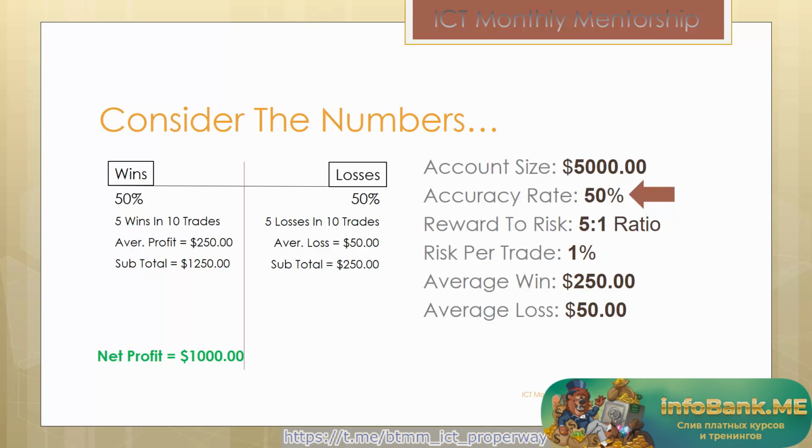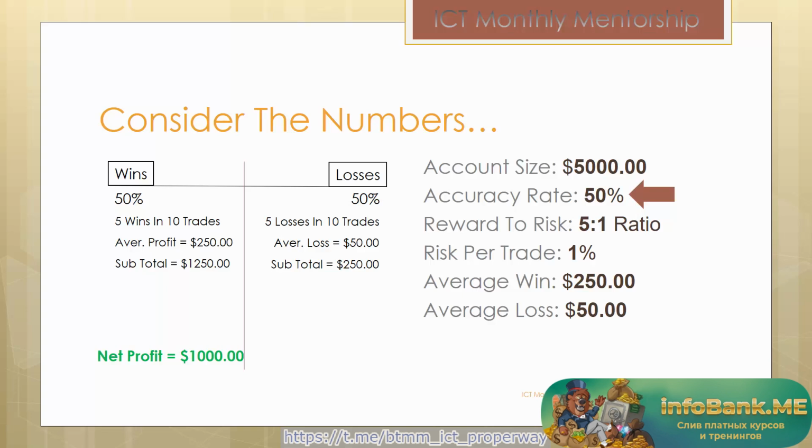And then 5 losing trades out of the sample set of 10 trades, average loss being 1% of the $5,000 account, or $50 in this case. 5 losing trades with an average loss of $50 give us a subtotal of $250. So $1,250 from the 5 wins minus the subtotal of $250 on the 5 losing trades gives us a net profit of $1,000. Now, I want you to take a look at this for a minute.